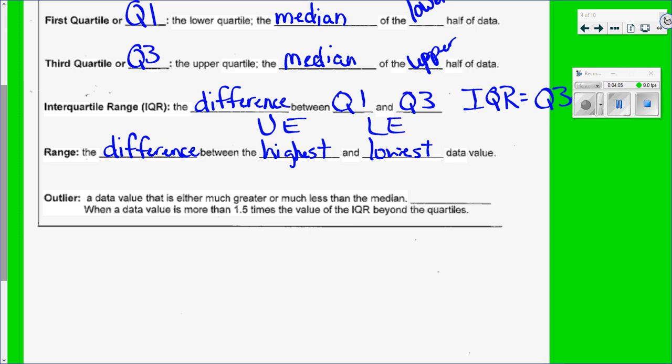Another way to think about it, the highest is your maximum value, which we'll just abbreviate as max. The lowest is going to be your minimum value. We'll just call that the min. Make sense? Everybody tracking so far? Good. Now here's where it gets a little more complex.